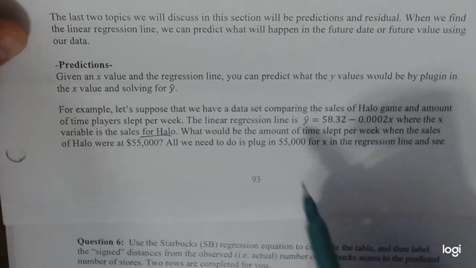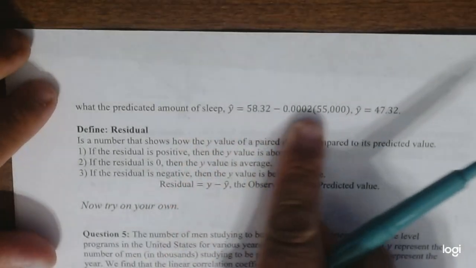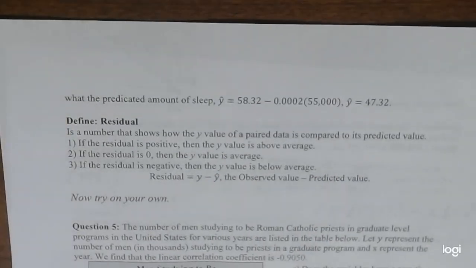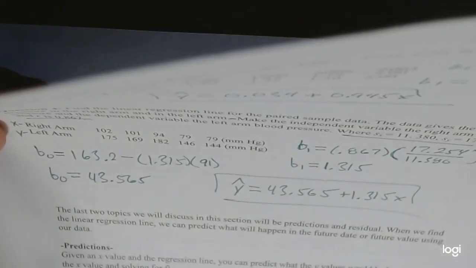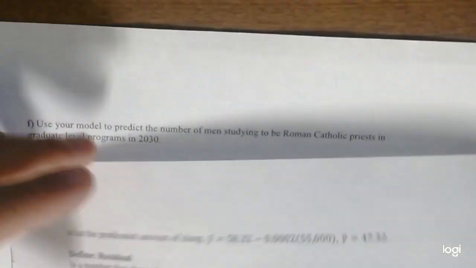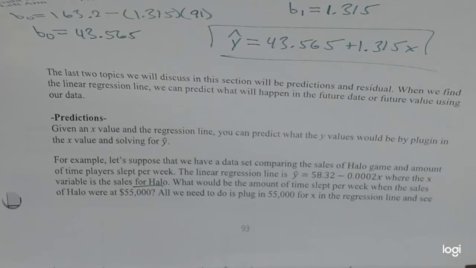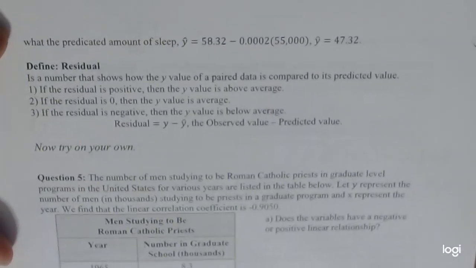So we plug in 55,000 into the model, and we get this. Following order of operations, multiply and subtract, and we get 44.34. So what this is saying is we predicted people would sleep about 44.34 hours per week, which is very, very little. That's what we can bring when it comes to predictions. We can always predict stuff happening in the future and interpret what that represents, which is pretty fun. Okay, we'll talk more about predictions in the next video.